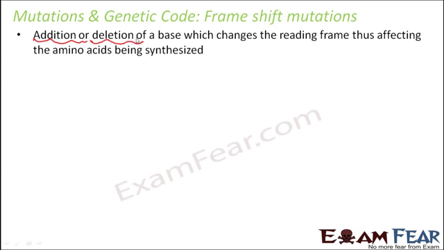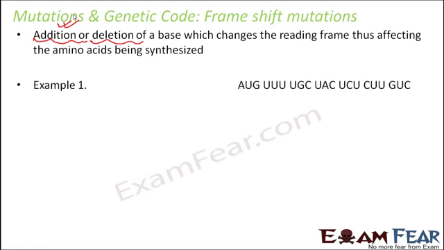So let us first talk about a scenario where addition of a base can cause frame shift mutation. Let us take the first example. So this is the sequence. Let us try to write down the amino acid sequence out of this. This will be methionine. UUU would be phenylalanine, UGC will be cysteine, UAC will be tyrosine, UCU would be serine, CUU would be leucine, and GUC would be valine.